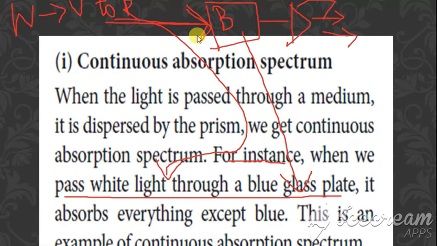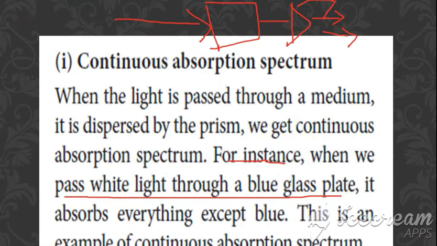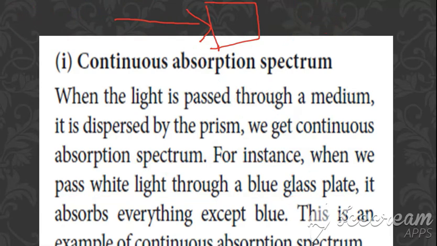It absorbs all the colors except blue. So except blue, what will it do to all the remaining colors? It will have absorbed them, they say. So this is an example of continuous absorption spectrum. Clear? So when a light is passed through a medium and dispersed by the prism, then what do we get? We get continuous absorption spectrum.